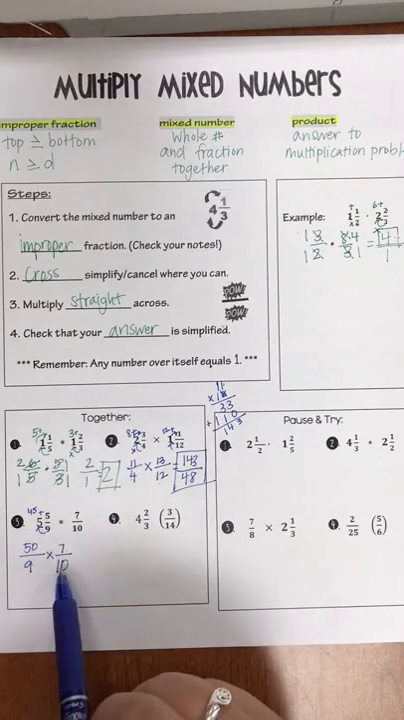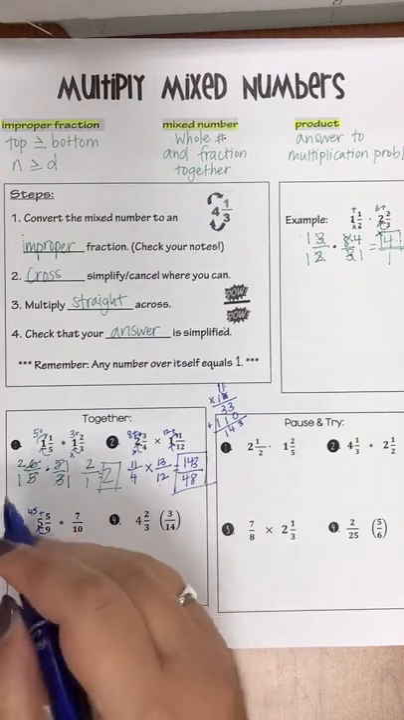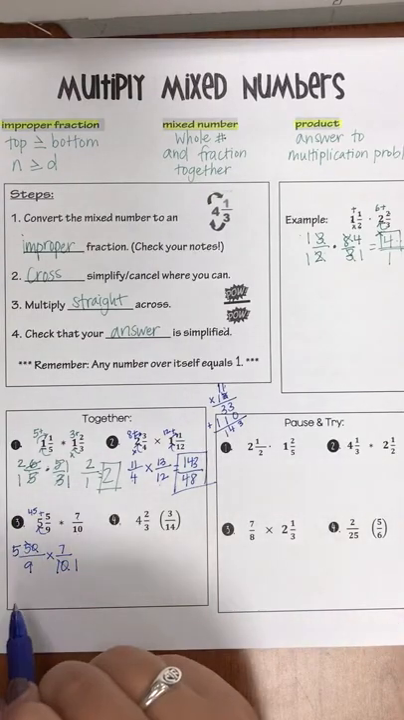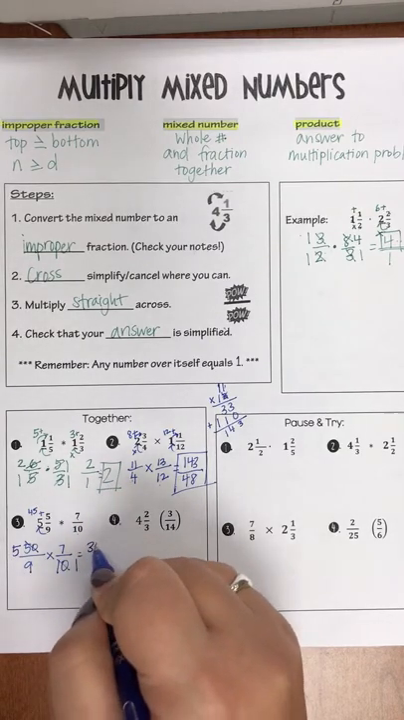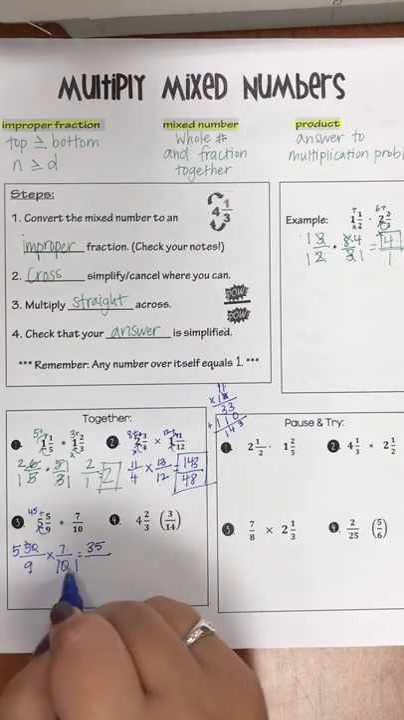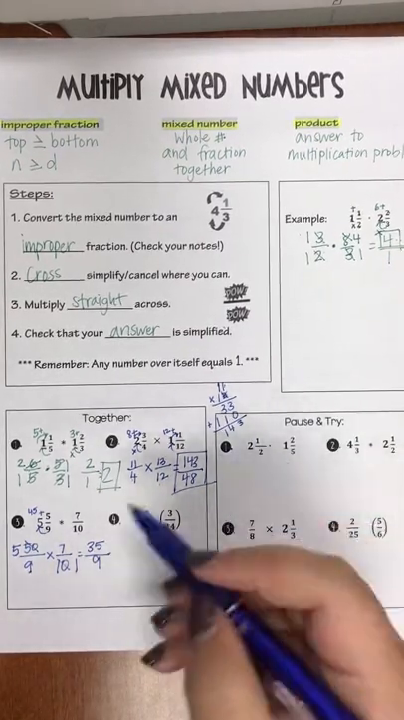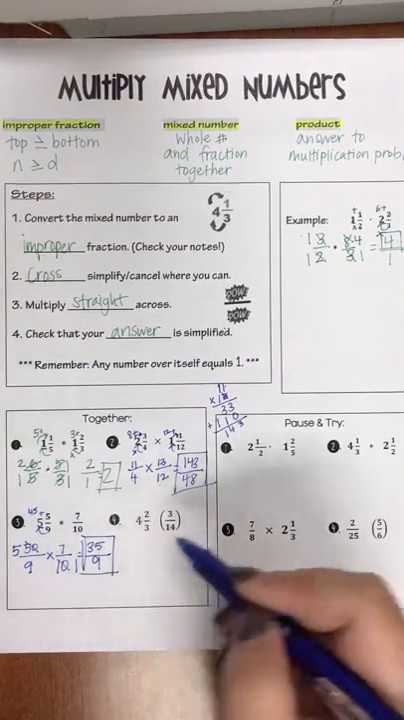So I know that 10 will go into 50. So 10 divided by 10 is 1. 50 divided by 10 is 5. Now I'm going to multiply straight across. 5 times 7 equals 35. And 9 times 1 equals 9. 9 will not go into 35, so that is simplified.